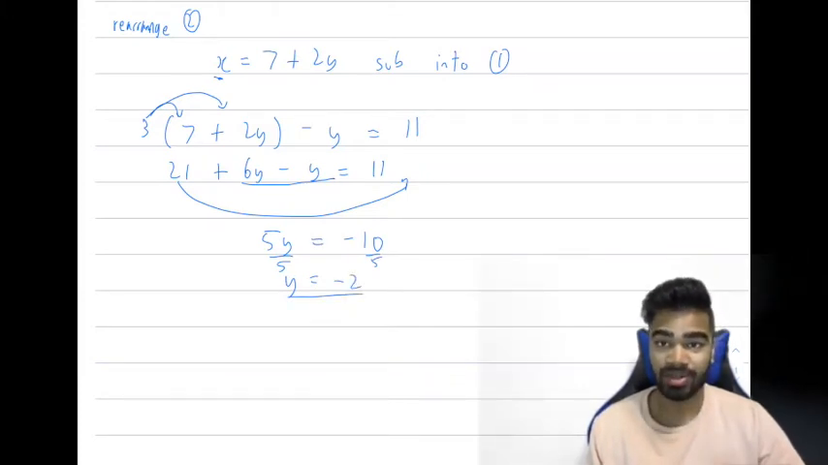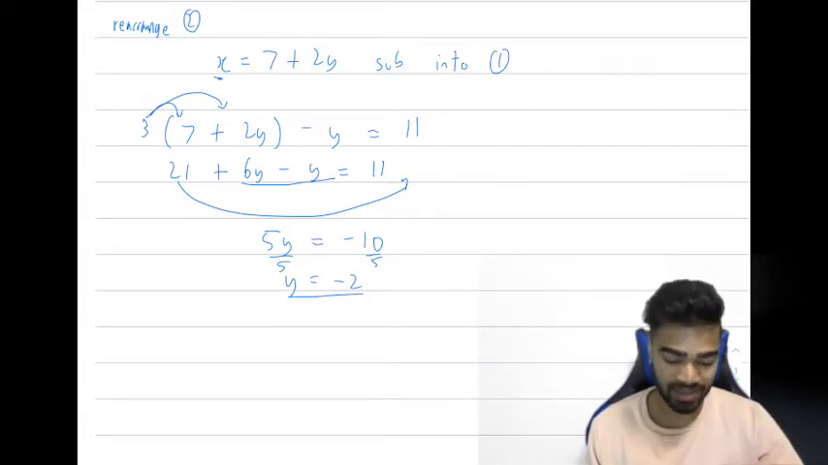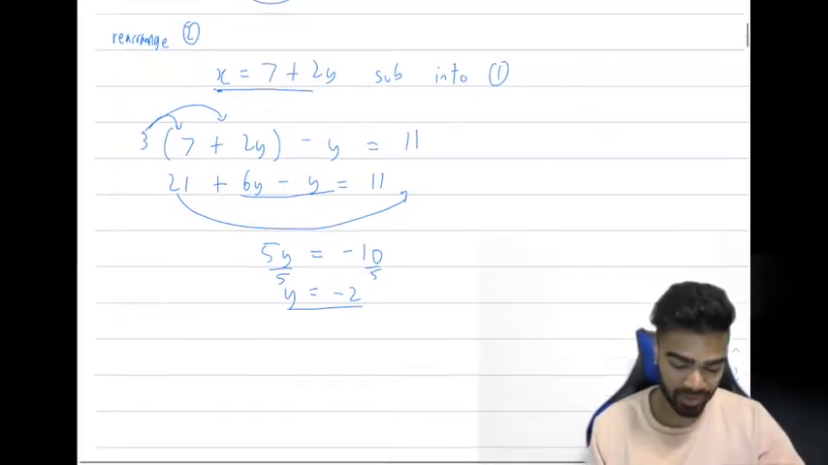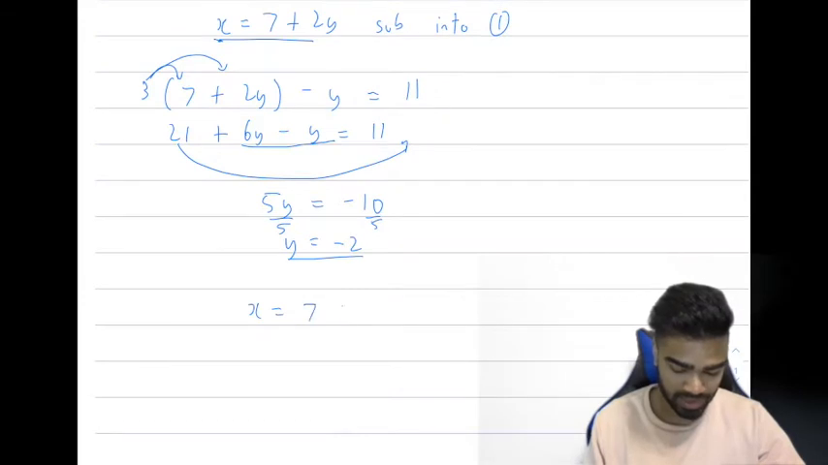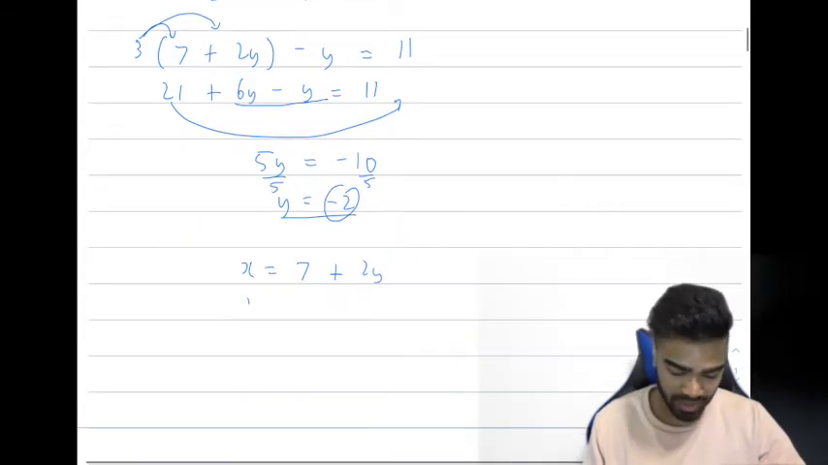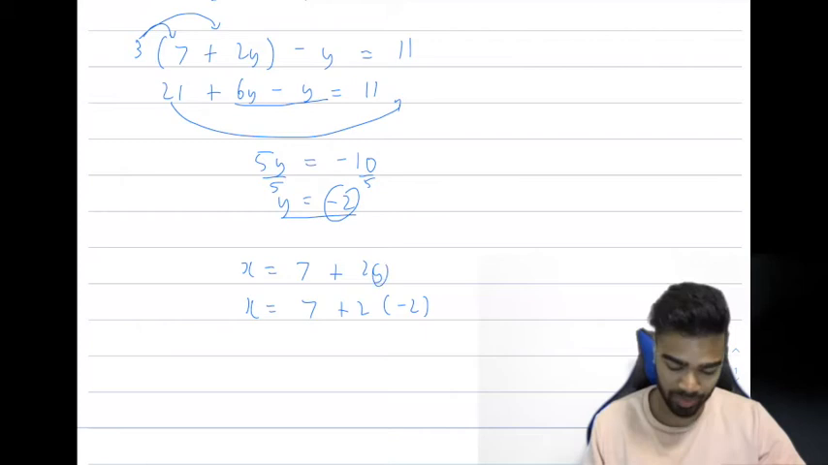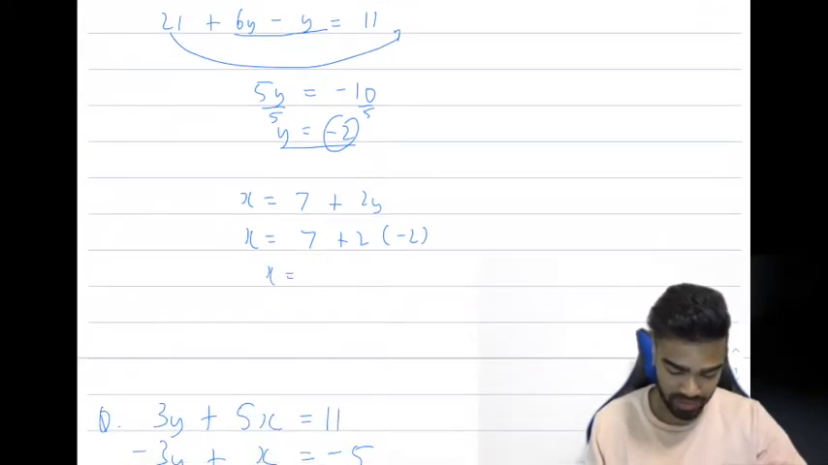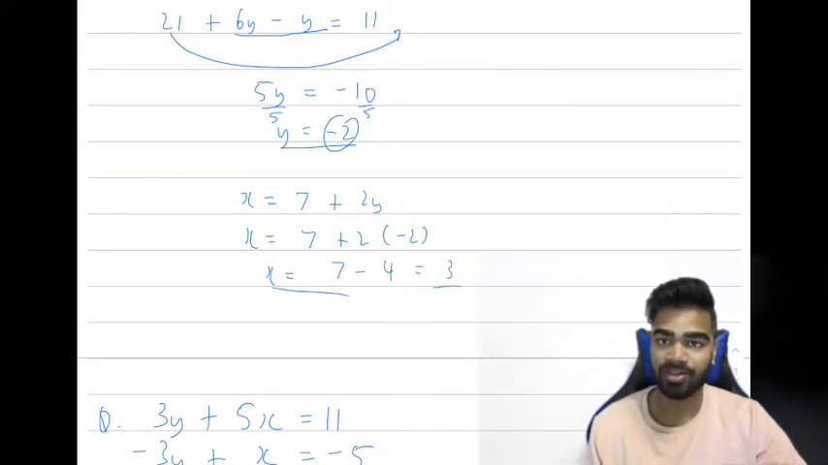Okay, but that's only half the answer done. Remember, there are two variables we need to solve for. So we need to get the value of x as well. So we know that x is equal to 7 plus 2y, and now we know the value of y. So let's sub it in. So x is equal to 7 plus 2 multiplied by negative 2. Okay, so I replace the y with what we got before. So x is equal to 7 minus 4, which is equal to 3. Because you've got the x value and the y value, you're done with the question.